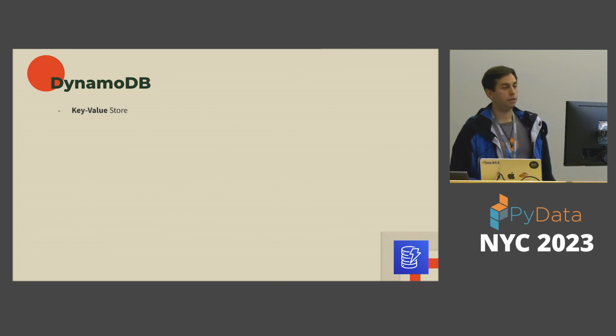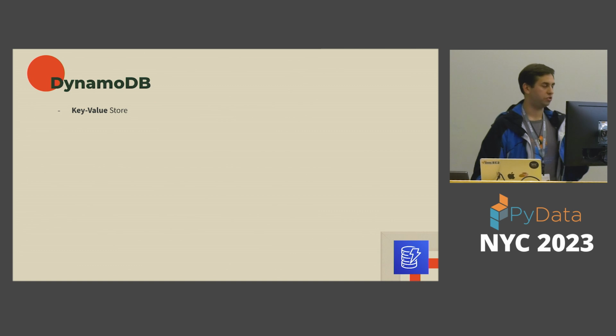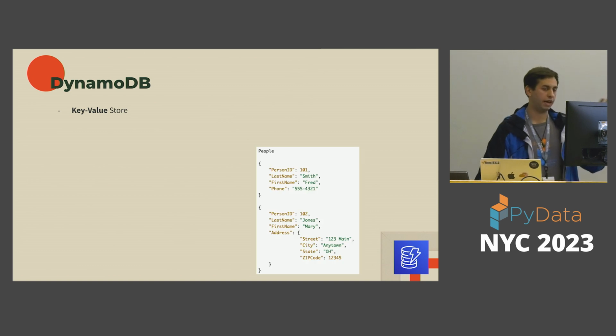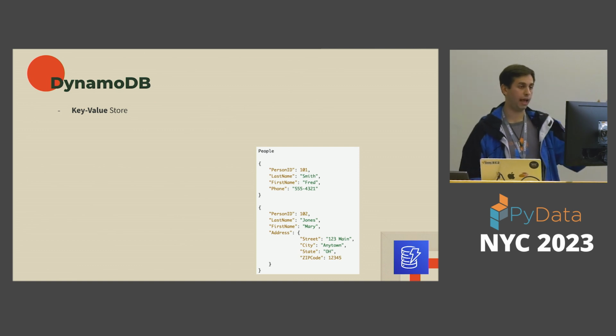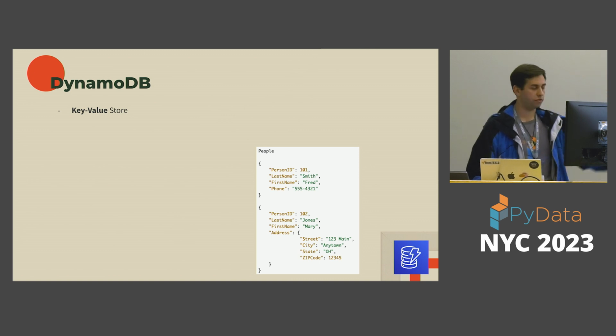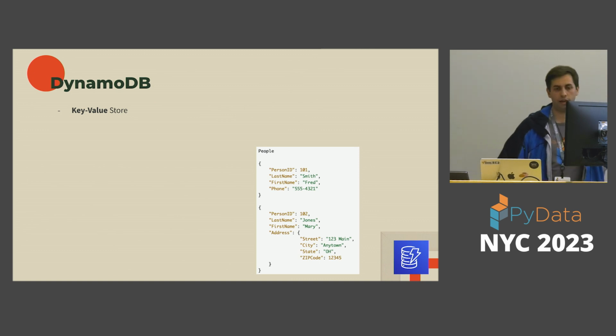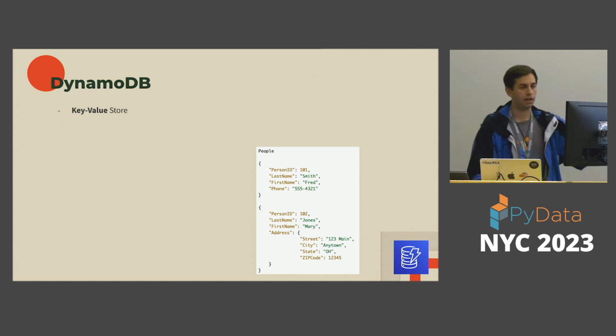And finally, we have DynamoDB, which is a key value store. Very simply, you have a key which matches to some values. So in Dynamo, you have what are called tables. In this case, we have the people table, and the keys would be the person ID, and the values would be any other field that comes after. So you would have the last name, the first name, the phone, the address.